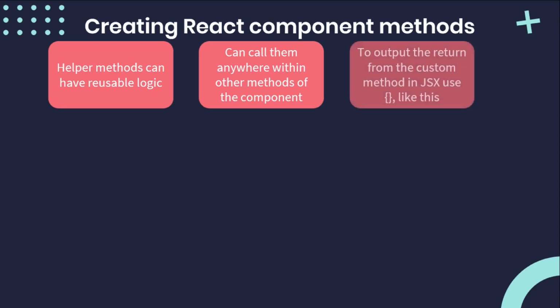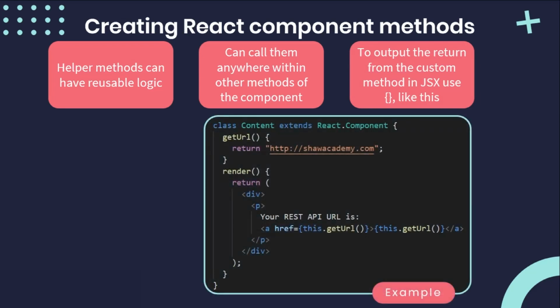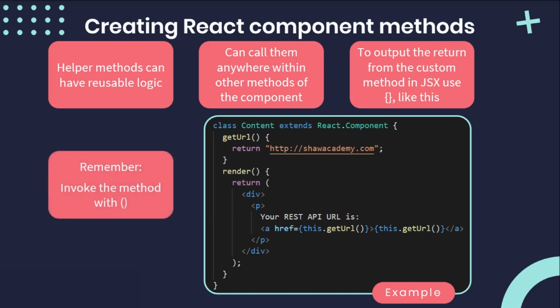If you want to output the return from the custom method in JSX, use curly brackets, just as you would with variables, like this. In this case, the helper method is invoked in render, and the method's return values will be used in the view. Remember to invoke the method with brackets.